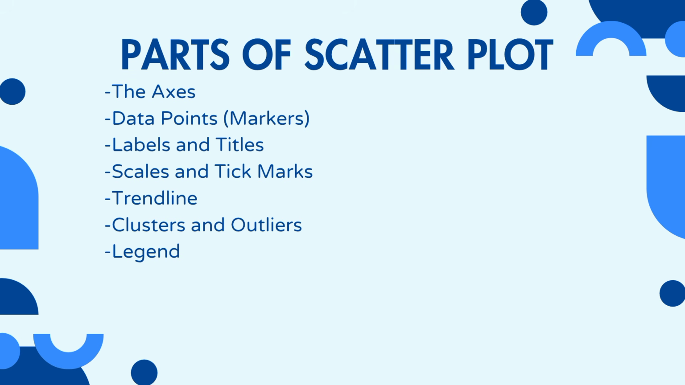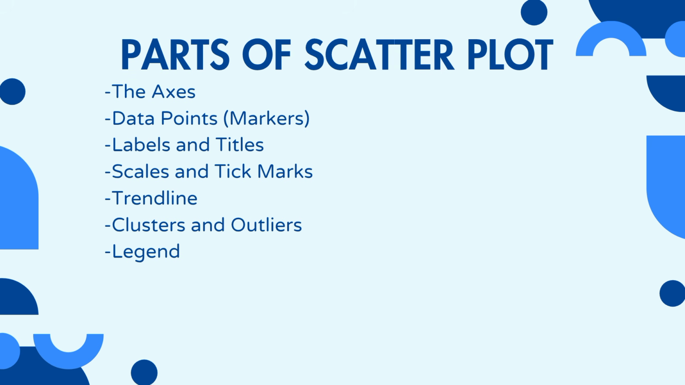Third is labels and titles. Labels and titles have 2 parts, which are the chart title and axis labels. The chart title gives a brief description of what the plot is showing. An example of this is height versus weight of students. Axis labels tell you what each axis represents and should include the units of measurement. An example of this is weight in kg or temperature in Celsius.